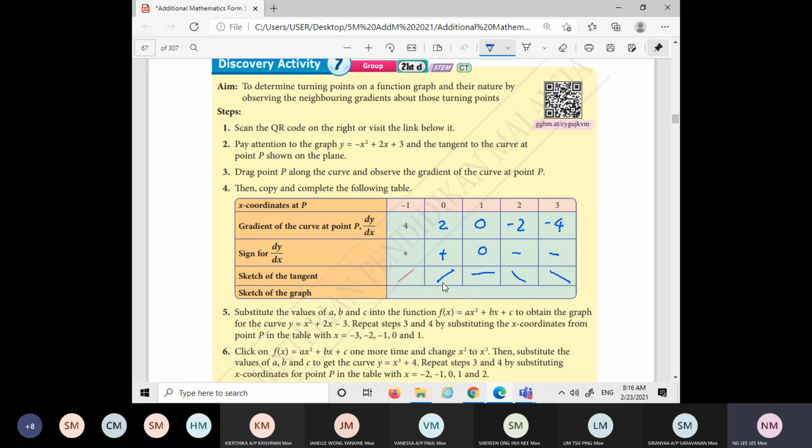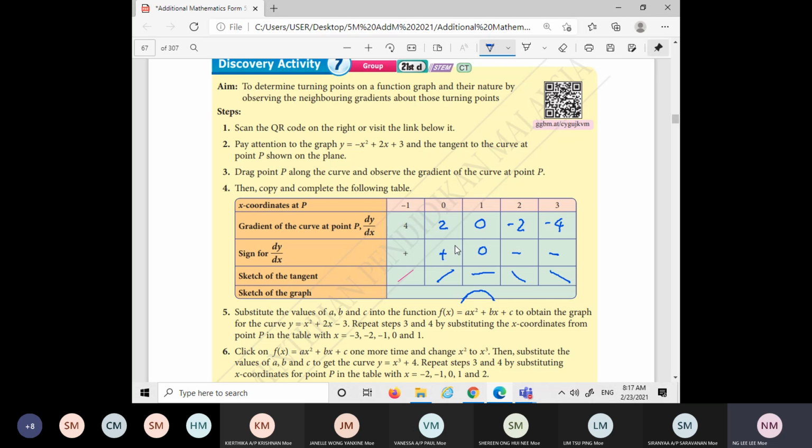So you see the sketch of the tangents is something like this: go flat and then come down and keep coming down. Therefore the sketch of the graph will be like this. You follow that? You see go up, flat, come down. That's why the sketch of the graph will be like this. If you see this is a quadratic with negative x squared, so you know this is a sad face, correct. So this is for the first one.